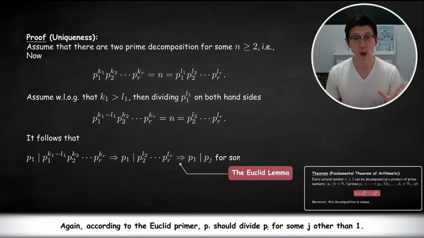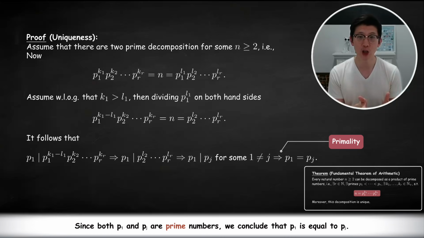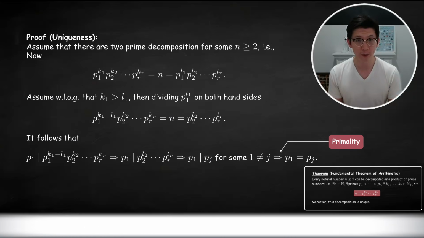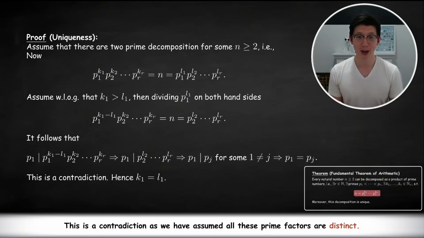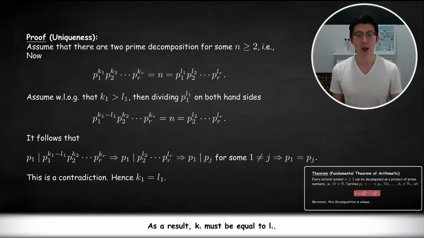Again, according to the Euclid lemma, P1 should divide Pj for some j other than 1. Since both P1 and Pj are prime numbers, we conclude that P1 is equal to Pj. This is a contradiction, as we have assumed all these prime factors are distinct. As a result, K1 must be equal to L1.